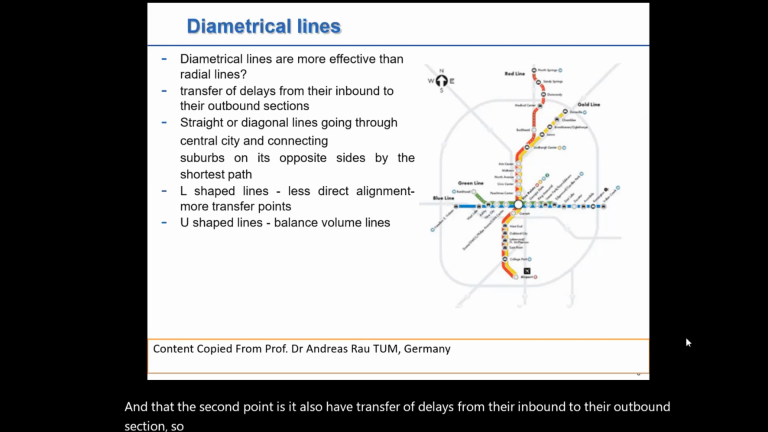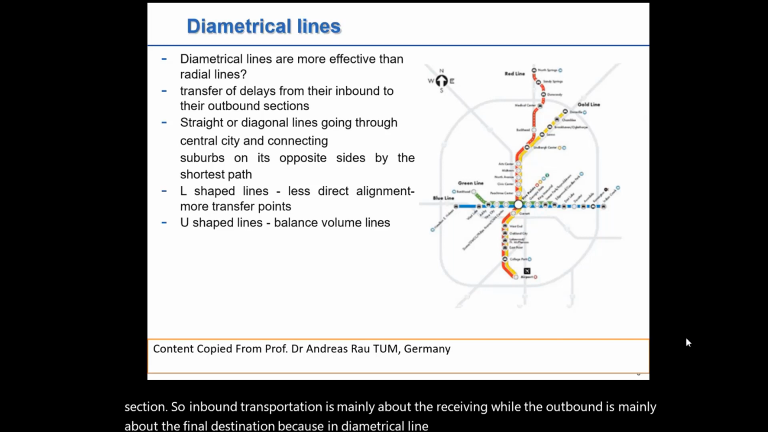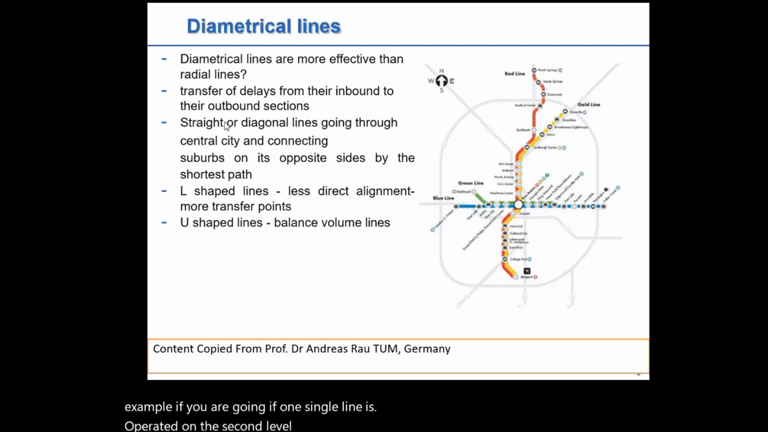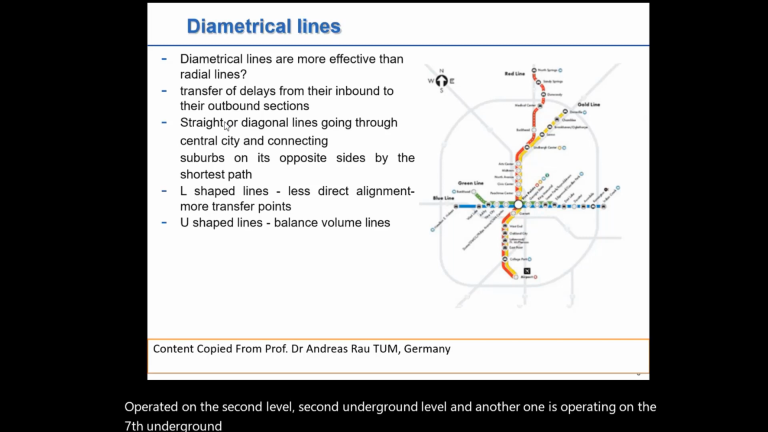Inbound transportation is mainly about receiving, while the outbound is mainly about the final destination. Because in a diametrical line, the services will be provided on different grades and different sections. So we might have the issue of transfer delays, because for example, if one single line is operated on the second underground level, and another one is operating on the seventh underground level, we might have a transfer delay time to move from one point to another point.